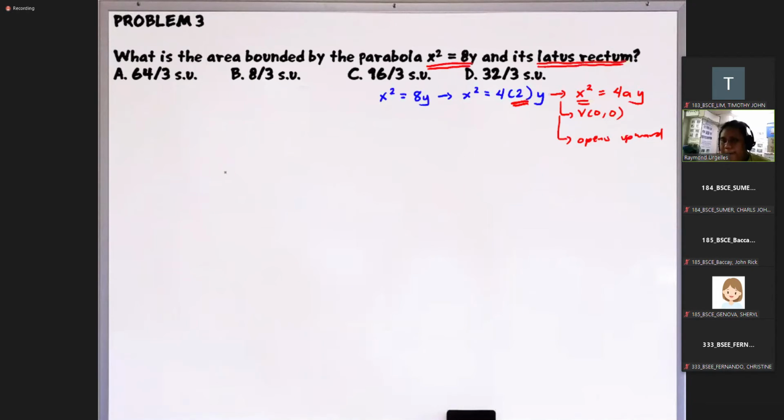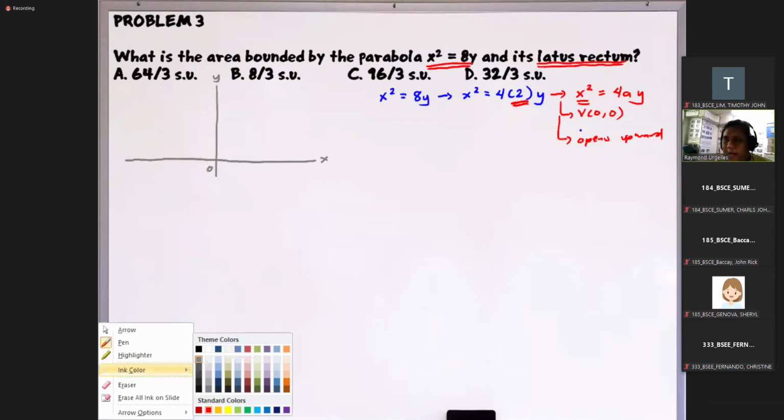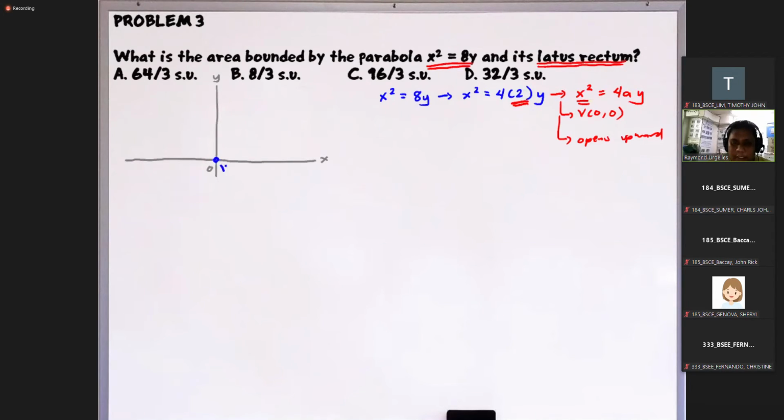Okay? So opening upward, with vertex at the origin. Okay, so let's say this is our x-axis, y-axis, then origin. So again, first, we have vertex at the origin. So ito yung vertex V natin. Okay, nakuha ba? So this is at the origin 0, 0. Pangalawa, ito yung A natin. So again, yung A natin represents the distance between the focus and the vertex.